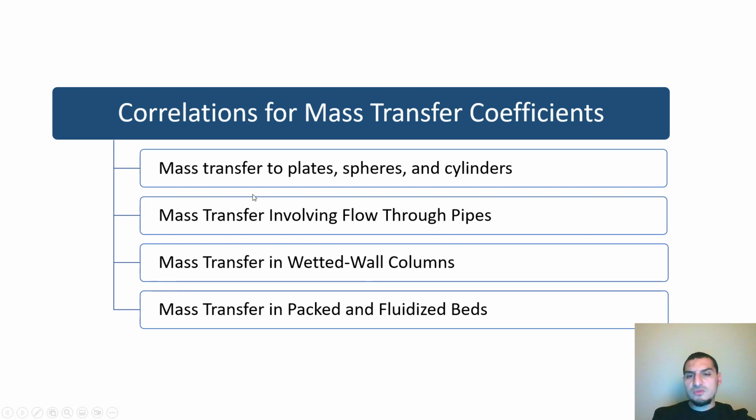Here we have 4 of them. In these 4 sections we will cover mass transfer in plates, spheres, and cylinders, in flow through pipes, in the case of a wetted wall column, and in packed and fluidized beds. There are 2 more sections I'm not going to cover in this series. And also there are many other cases that are not covered in the textbook, and this is the point that I want to make.